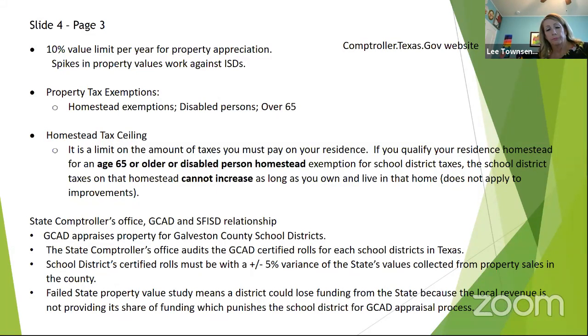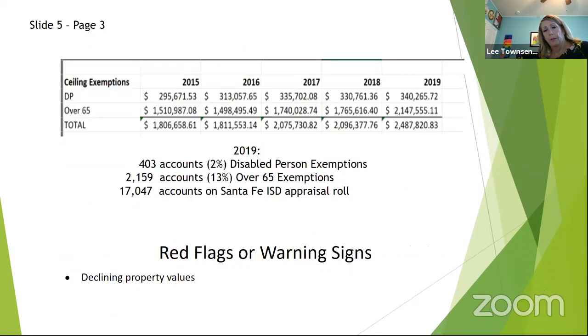The comptroller's office withholds funds and penalizes the school district when the appraisal district doesn't comply with the comptroller standards. So as a point of reference, we have about 403 accounts on our tax rolls that have exemptions due to disabled persons. That's about 2%. And we have about 13% of our accounts are over 65 ceilings. Altogether, we have 17,047 accounts on the Santa Fe ISD tax certified rolls.